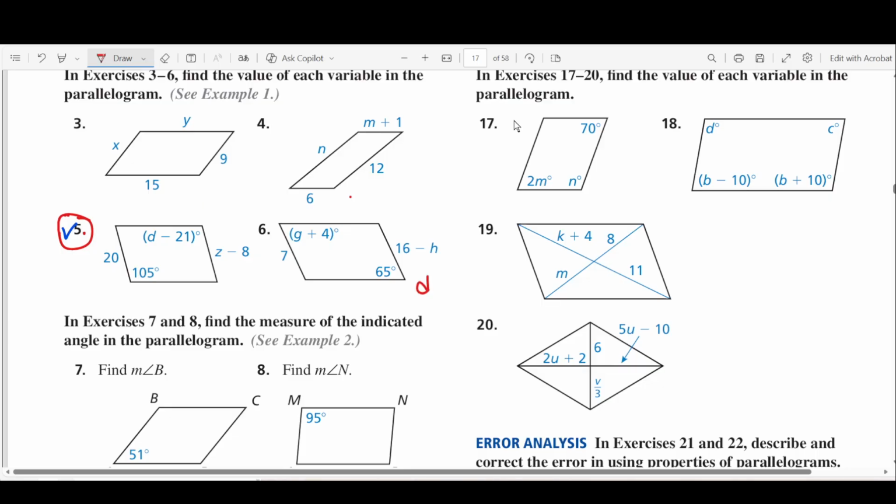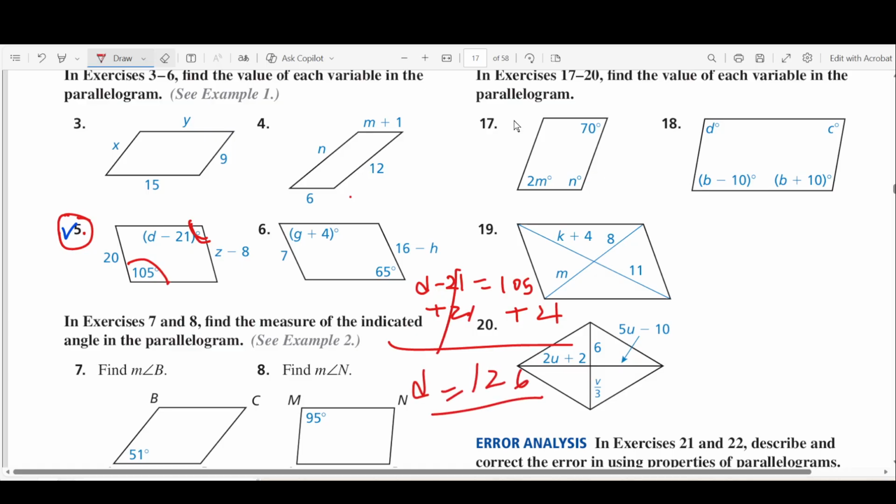Because this angle is d minus 21, which is equal to 105 because opposite angles are equal. This is equal to this. So now you have to find d. First you check what is the extra term. Very good. You add 21 to both sides and this cancels out, and d is just add them, you get 126. Very good.